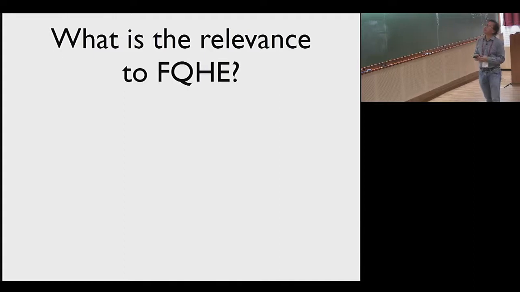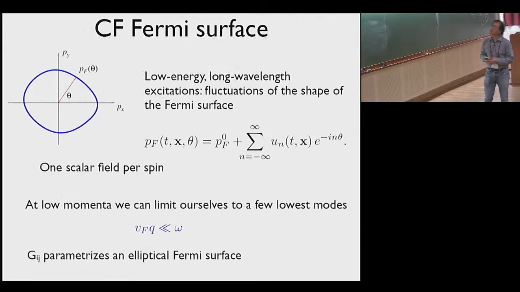So what is the relevance of all that to fractional quantum Hall effects? In fractional quantum Hall effects, one of the pictures is a composite fermion Fermi surface. At half filling, that is the ground state. And if one thinks about the deformation of the Fermi surface, the excitation can be parameterized by the shape of the Fermi surface, which can be thought of as an infinite number of scalar fields.